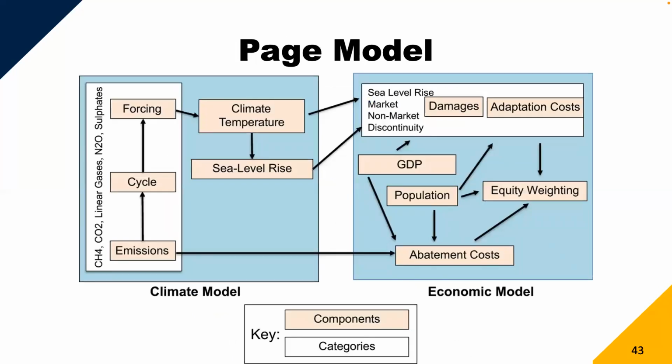PAGE model, similar type of thing. You have all of the stuff in your economic modeling here. So strength of economy, size of population, they do have things like equity weighting in here. Again, this is a really high level examination of these models. And then this all gets interacted with a climate model here, and this can help you figure out what your damages are and what the adaptation costs are.